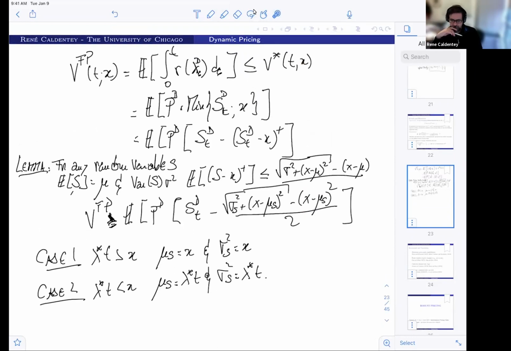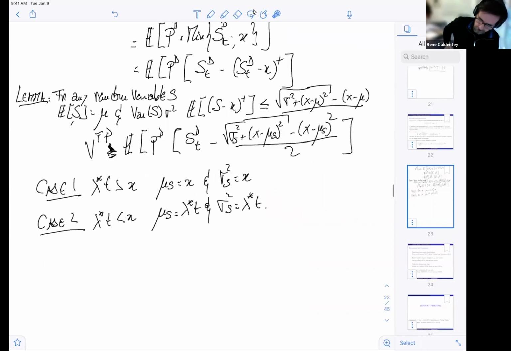I think what is insightful in some sense about this proof is, first, realizing that you can write the profits using this expression here, and second, this little lemma that is actually quite useful, not just for this, but for other types of applications where you have these positive parts, that bounds the expected value of this positive part in terms of the first 2 moments. All right, good.